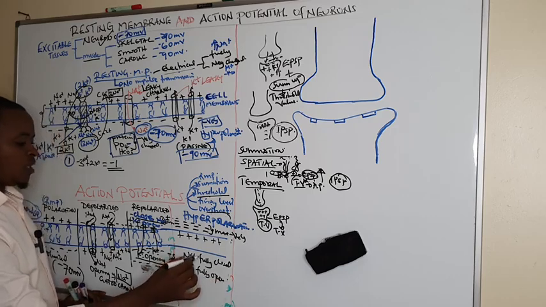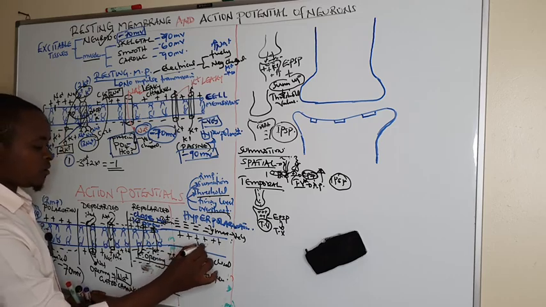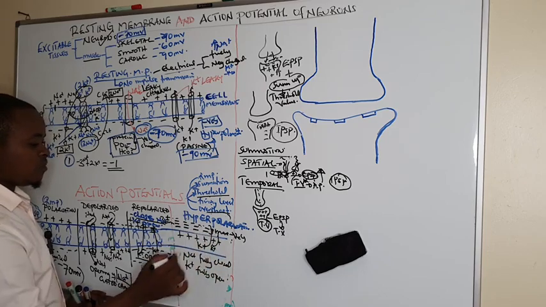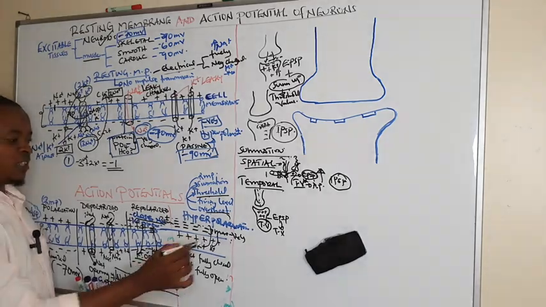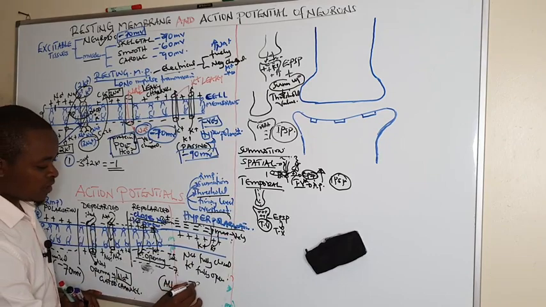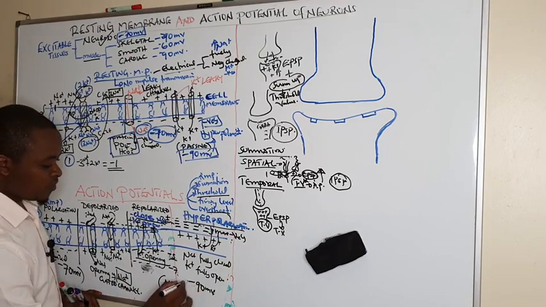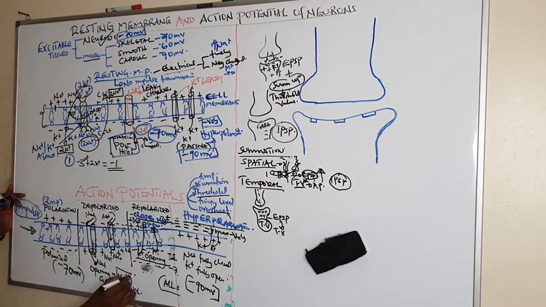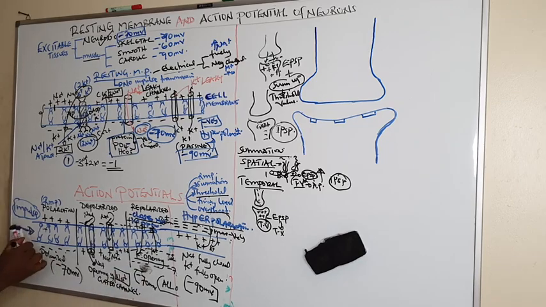And this leads to excessive loss of potassium ions outside the cell, and then it becomes more negative, leading to hyperpolarization. And the hyperpolarization state is at negative 90 millivolts. Negative 90. Then the repolarization is at negative 70 millivolts. That one is also important to note.